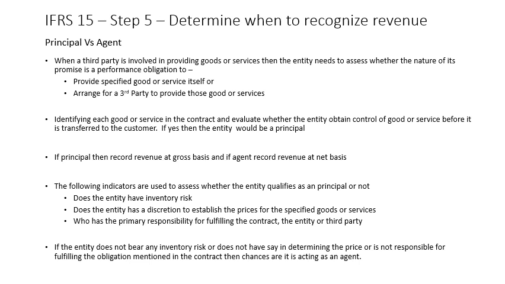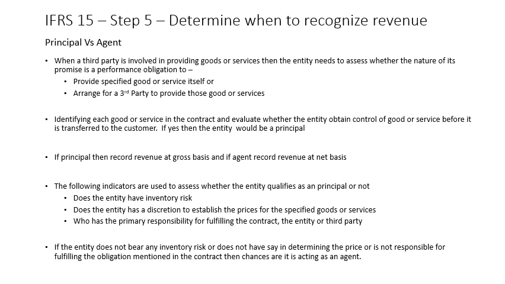The following indicators are used to assess whether the entity qualifies as a principal or not. Does the entity have inventory risk? Does the entity have discretion to establish the prices for the specified goods or services? Who has the primary responsibility for fulfilling the contract, the entity or a third party?